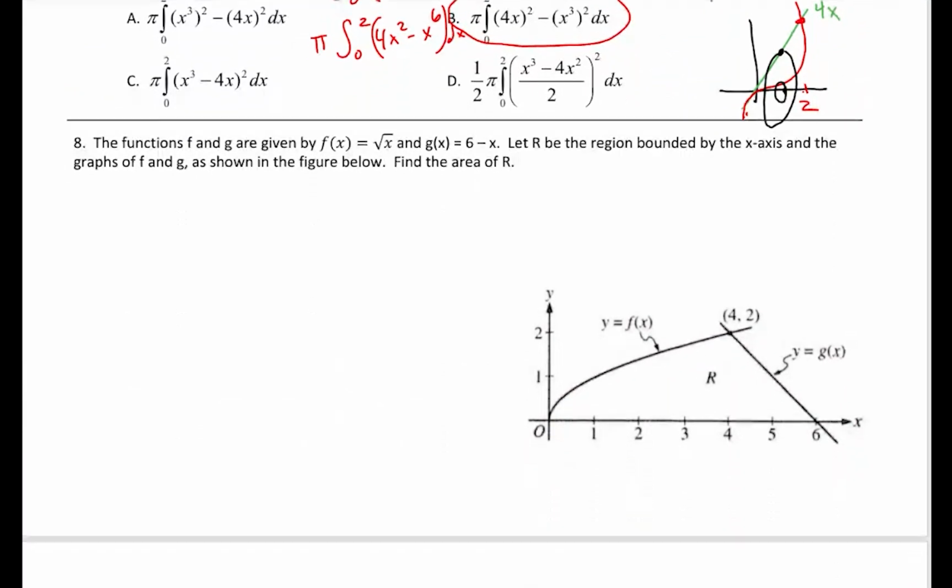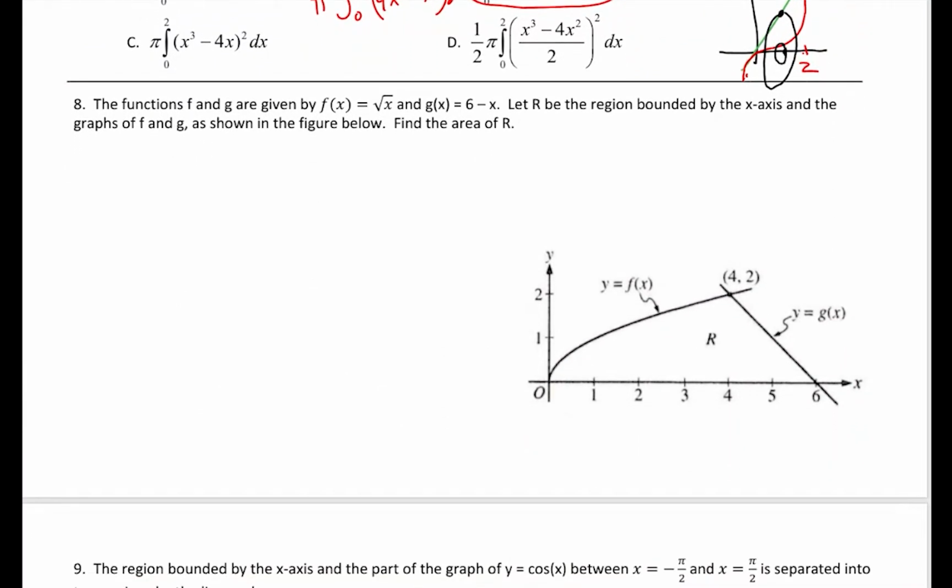Okay, number 8. Functions f and g are given by root x and 6 minus x. Let R be the region bounded by the x-axis and the graphs of f and g. Find the area of R. Okay, so basically what we need to do is split this up into two separate regions. Right here, we'll split it up at x equals 4 and just find the areas separately.